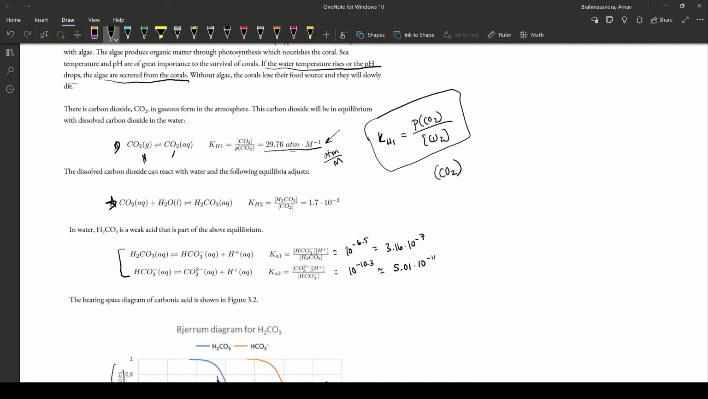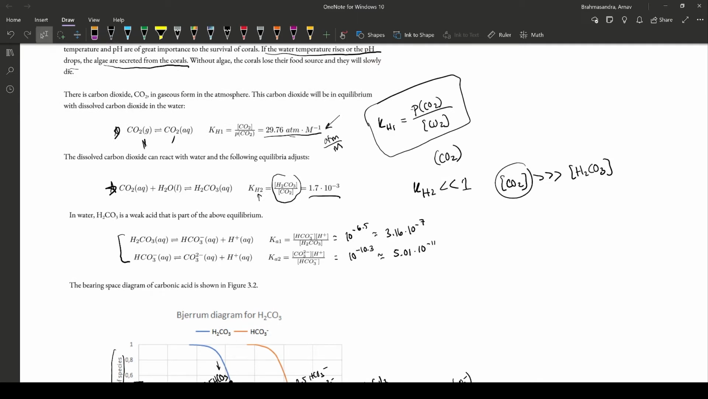So let's look at the next equilibrium, where CO2 aqueous forms carbonic acid by reacting with water. We can see that KH2 is 1.7 times 10 to the negative 3, which is much less than 1. That means the concentration of carbonic acid over CO2 is much less than 1, which means the CO2 concentration is much greater than the carbonic acid concentration. So with this equilibrium constant, CO2 is still the winner, and we're going to keep it as our winner.